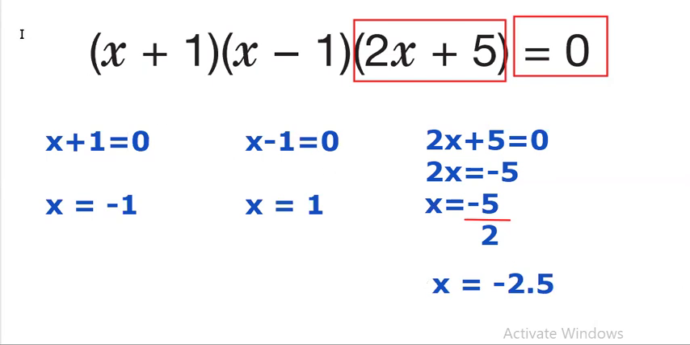And these three answers are the final answers for this question. Because we had three brackets, it means we have three values of x. Now let's move on and check the other questions.